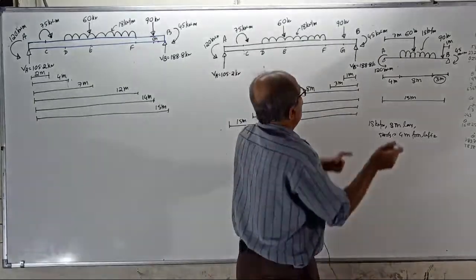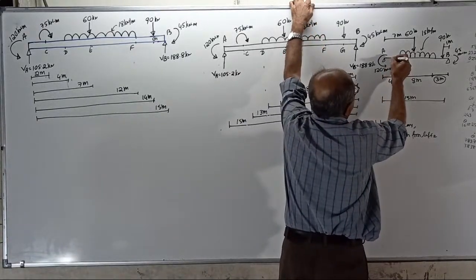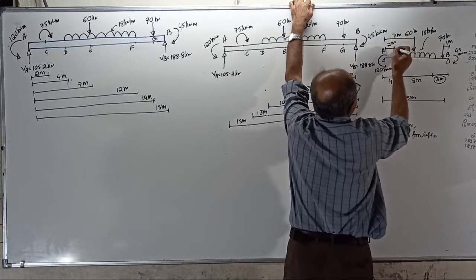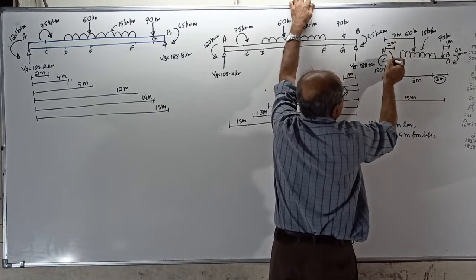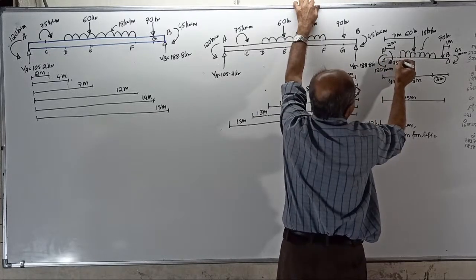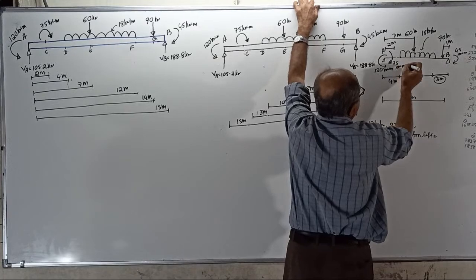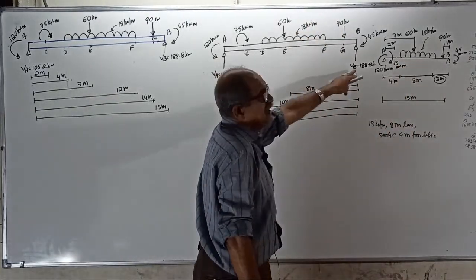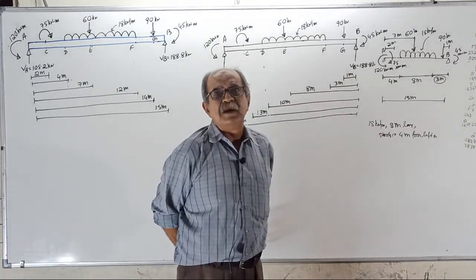Clockwise couple. So from the left end, go for 2 meter. See, this is 2 meter. At 2 meter, a clockwise couple of 75 kilonewton meter. Actually, I will tell you, when I found the reaction, I did not consider the couple.